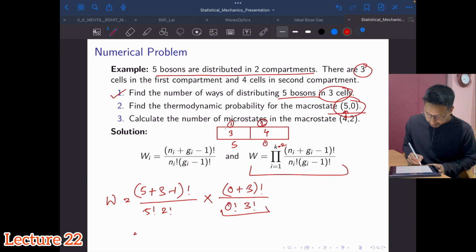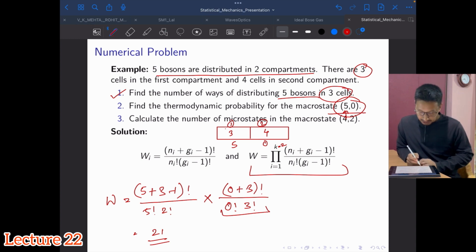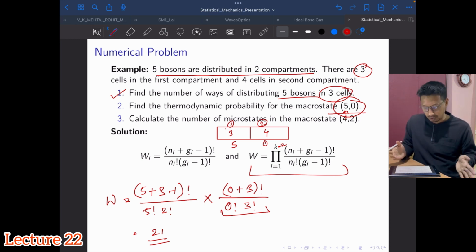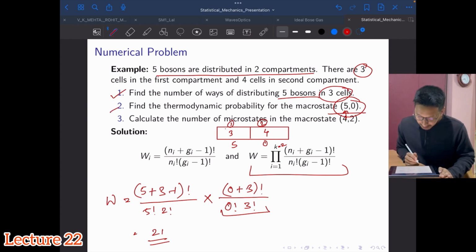So this is going to give me 21, right? 7 factorial by 5 factorial into 2 factorial. So the answer will be the same for the first and second part. Okay, now come back to the third part.